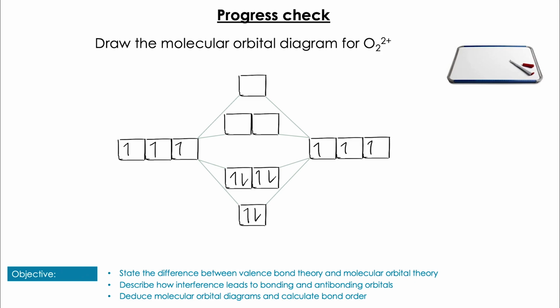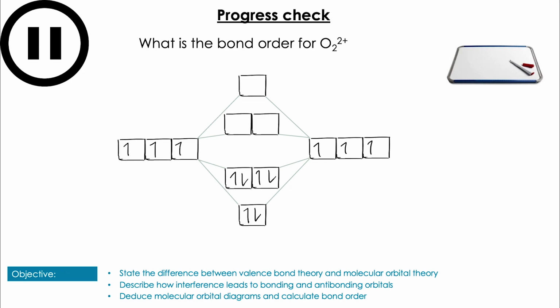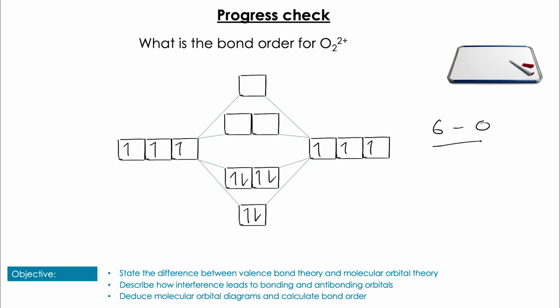to the anti-bonding orbitals. Last question to finish us up for molecular orbital theory then. What is the bond order of O2 2+ that we just drew a diagram of? Pause the video to have a go at that. Well, of course, here we have 6 bonding electrons, no anti-bonding electrons, over 2, which is going to be 3. So we've got a bond order of 3, which will be the oxygens joined by a triple bond with a lone pair each and a 2+ charge.